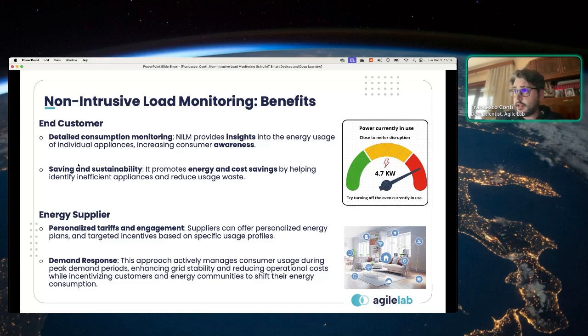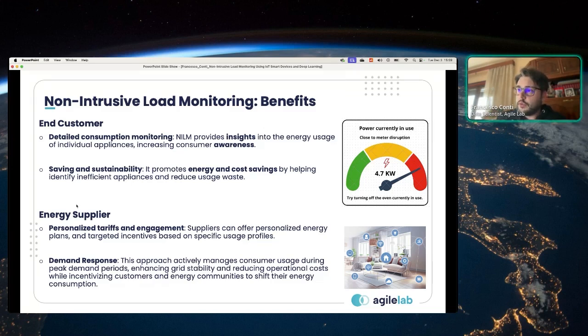And this will result in the second point, that is about saving and sustainability. Indeed, with this awareness, we can promote energy savings, so you can take smarter decisions, such as upgrading to better devices or just using an appliance less frequently. And this is good also for sustainability.